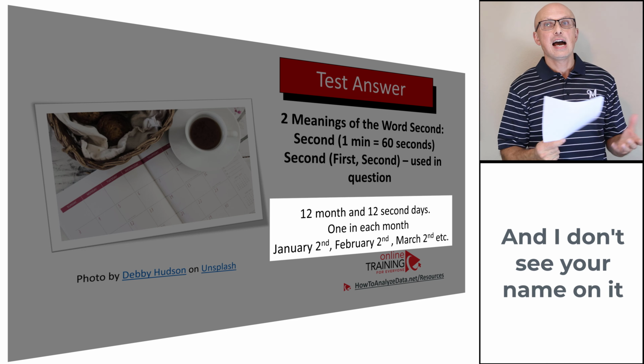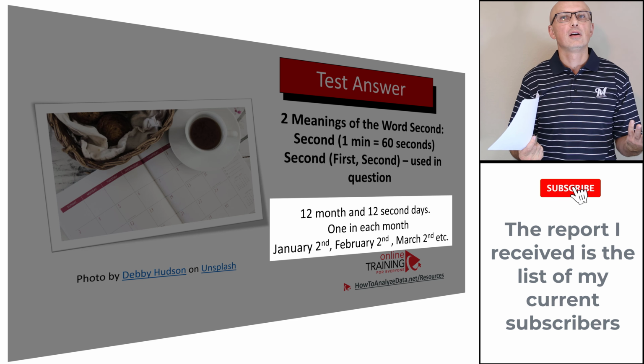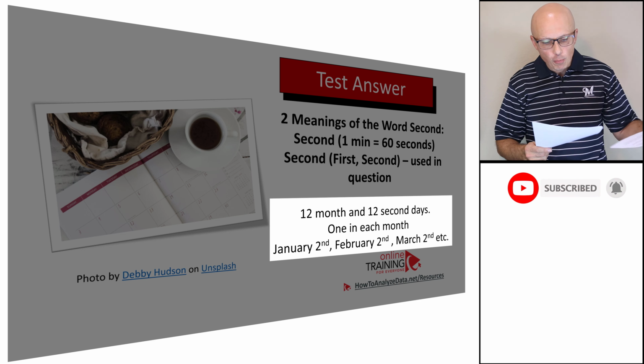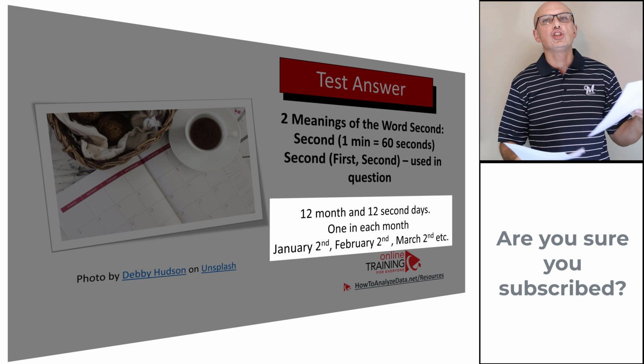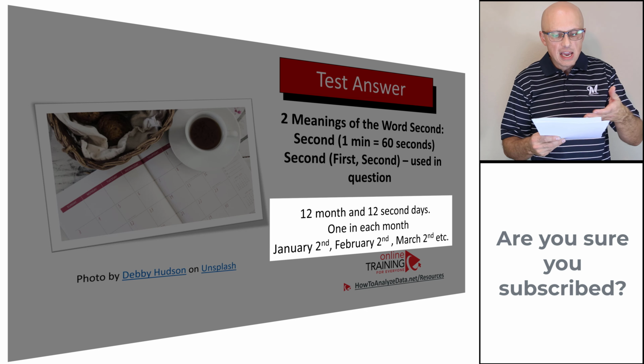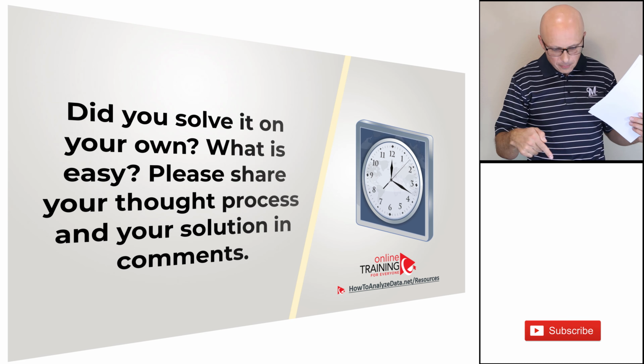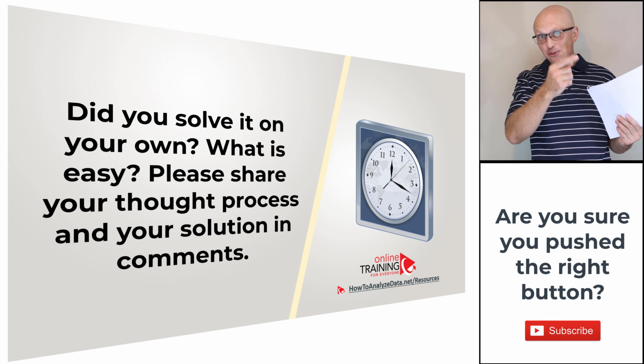So if we go back to the question, in the year there are 12 months, and there are 12 second days. 1 second day in each month. January 2nd, February 2nd, March 2nd, and so on. Hopefully you've nailed this question, it gave you some laughs, and you now know how to answer similar problems on the test.